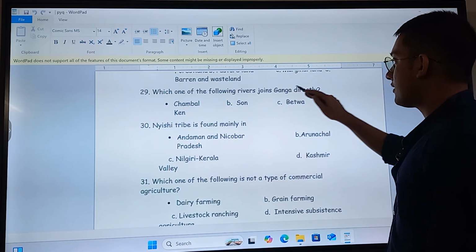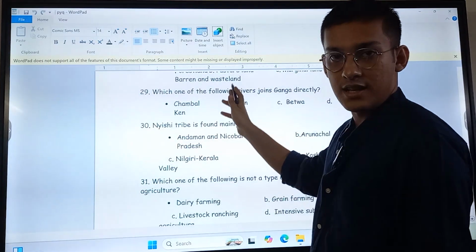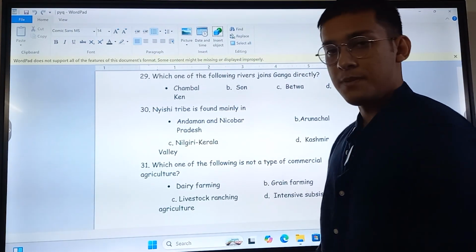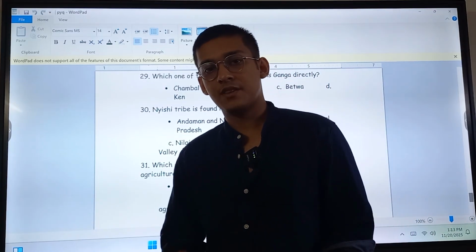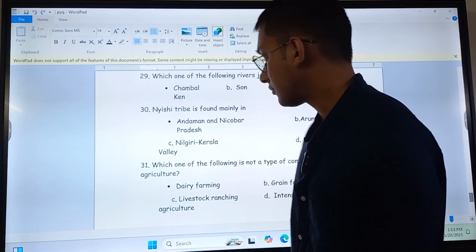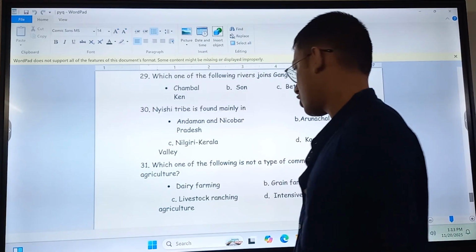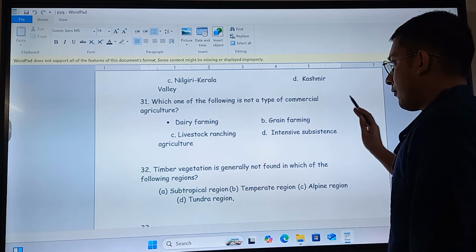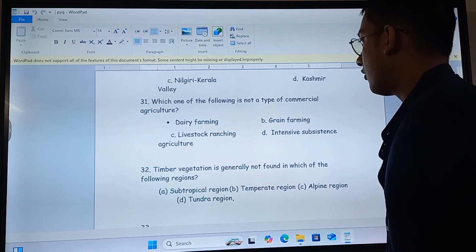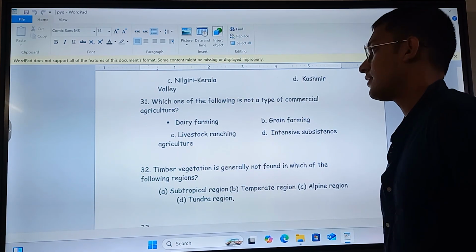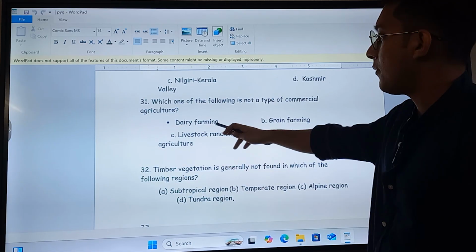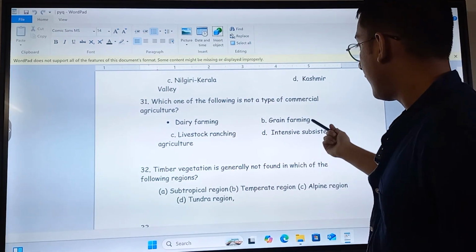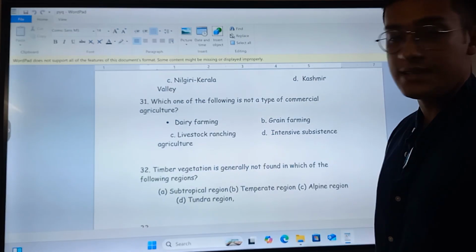Which of the following rivers joins the Ganga directly? It is the Son, because we know Son and Yamuna join directly. The Nishi tribe is part of Arunachal Pradesh. Nishi, Apatani, Monpa, these are tribes of Arunachal Pradesh. Now, which of the following is not a type of commercial agriculture? Dairy farming, grain farming, livestock, or intensive subsistence? It's easily option D. Dairy farming is for profit, grain farming is for profit, livestock is for profit. Then, of course, it's intensive subsistence agriculture.